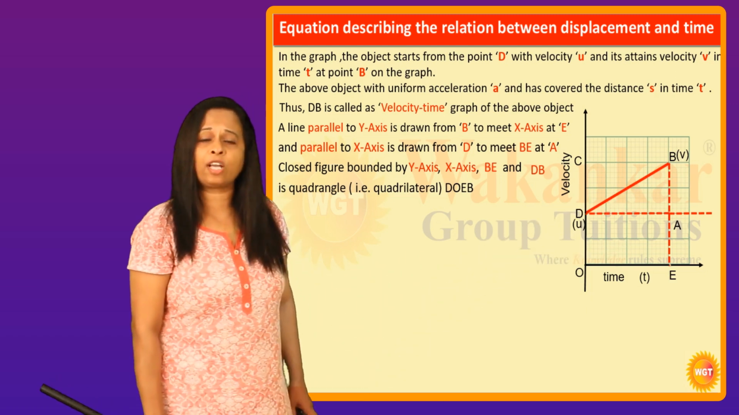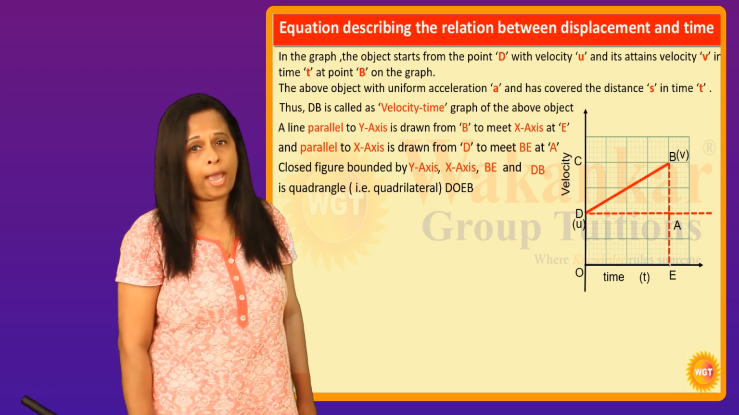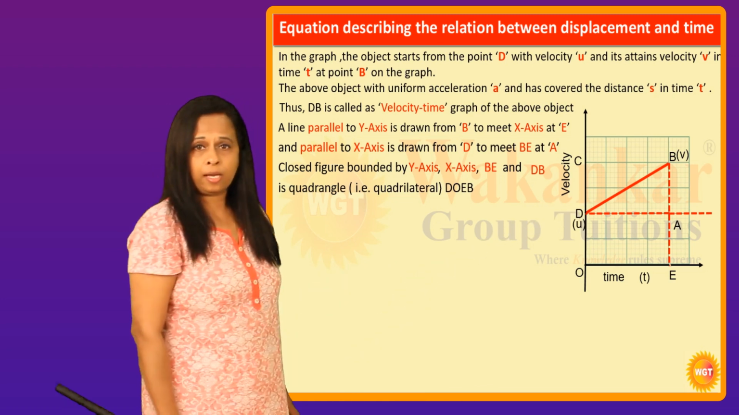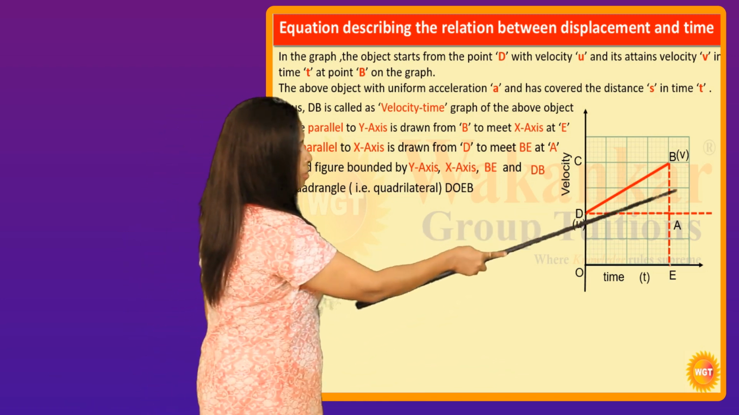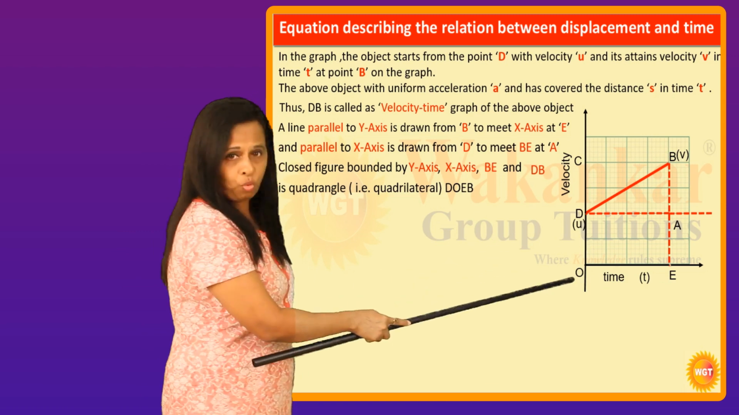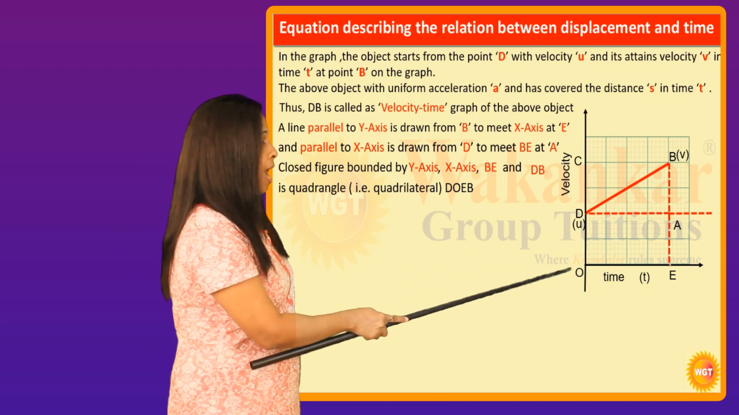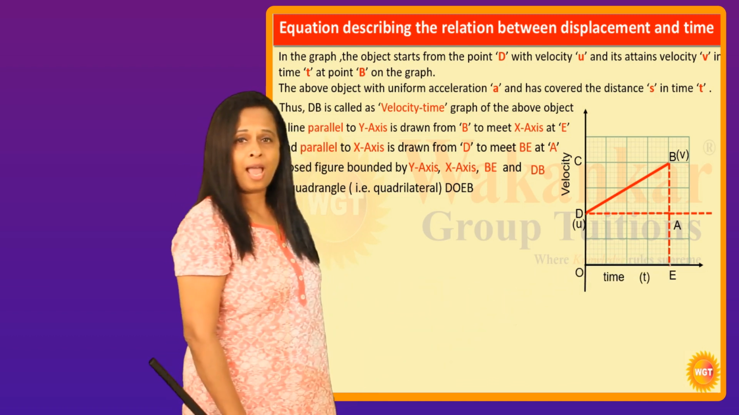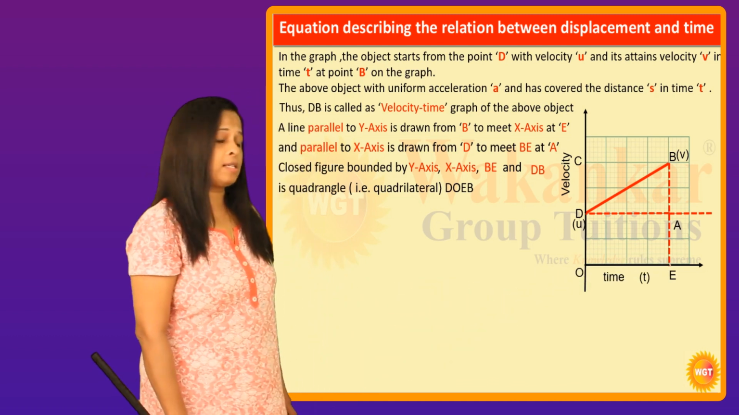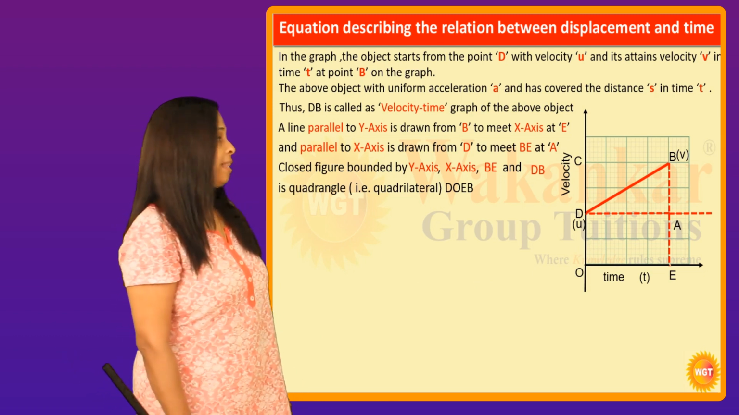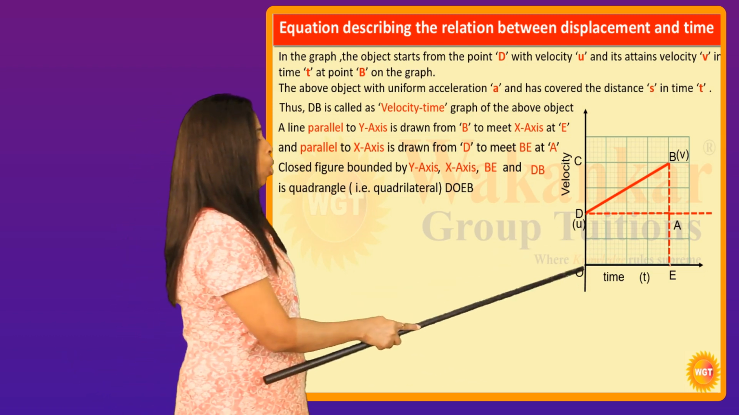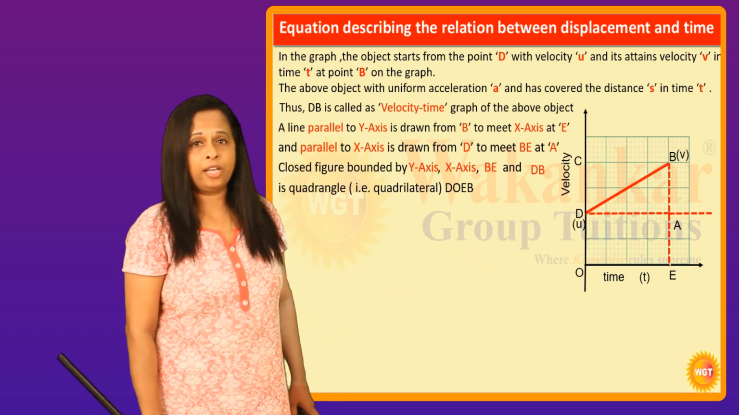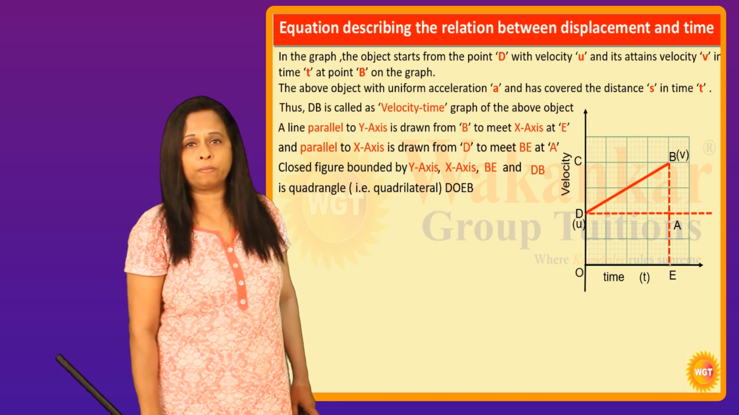So to prove s equal to ut plus half at square, the prerequisites are to have DB, to have the parallel line BE, of course parallel to the y-axis, to have OD with us, to have OE with us, and having done all these things, we get the enclosed figure that is the quadrilateral DOEB. Once you understand this, the derivation is quite easy.